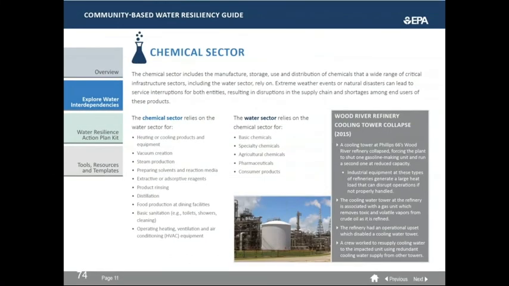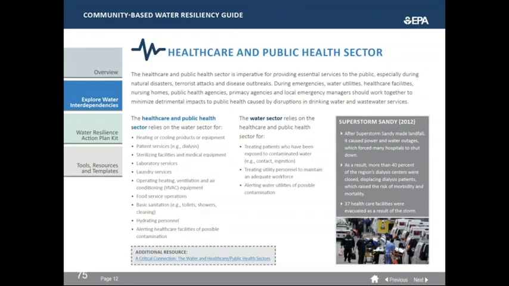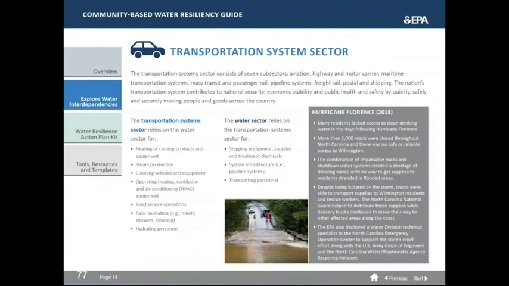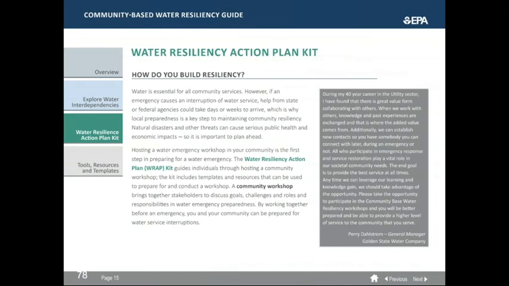I'm just going to scroll through here again for the sake of time, our various sector slide screenshots. So this is the chemical sector, our healthcare and public health sector, again, another real-world example off to the right-hand side, emergency services sector, transportation system sector. Now, the Water Resiliency Action Plan Kit.